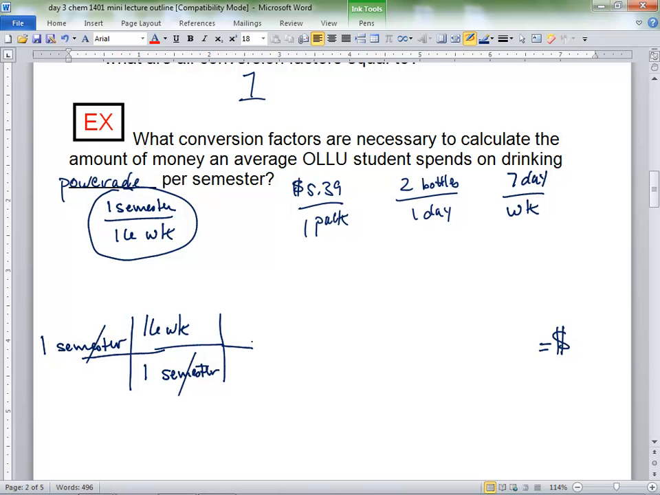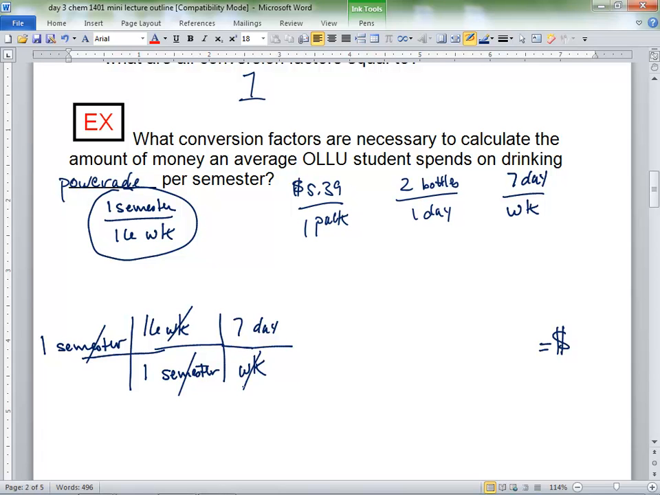So how about the next conversion factor, Dulce? What would you pick? 7 days in 1 week. And you can always flip them. You could write a week over 7 days, but then the week won't cancel. So don't do that.